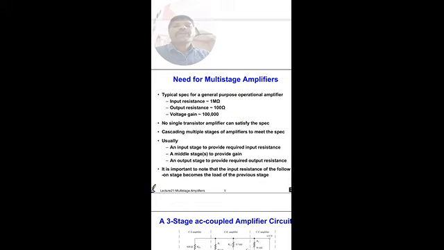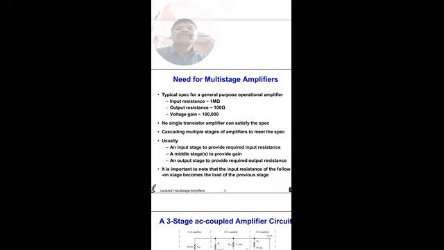For practical applications, a general purpose amplifier should have a high input resistance of the order of 1 mega ohm, and the output resistance should be very low, of the order of only a few ohms, around 100 ohms, and a very high voltage gain of 10 power 5. So a voltage gain of around 1 lakh is required.